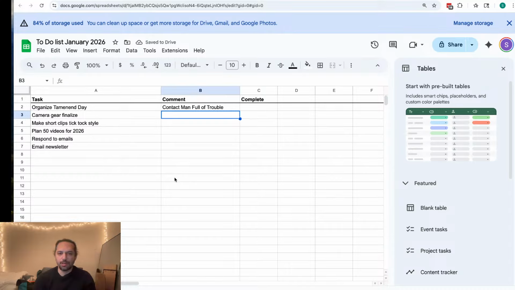Next up for camera gear is, let's do a practice. I need to acquire more batteries. That's the main thing. Batteries. For the short clips, do a test clip for shorts. Just practice, really.